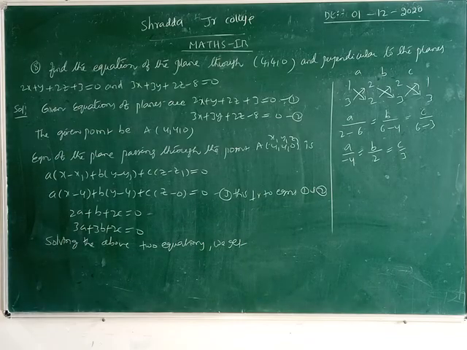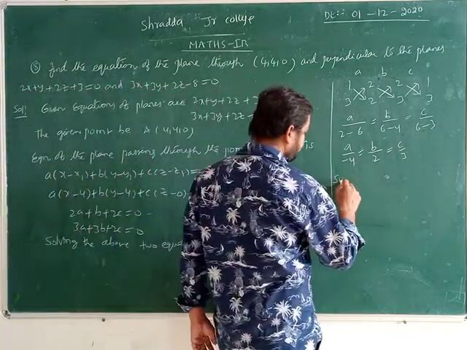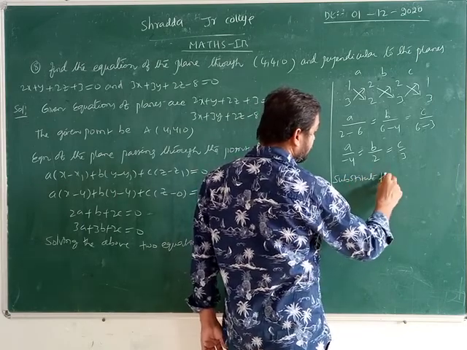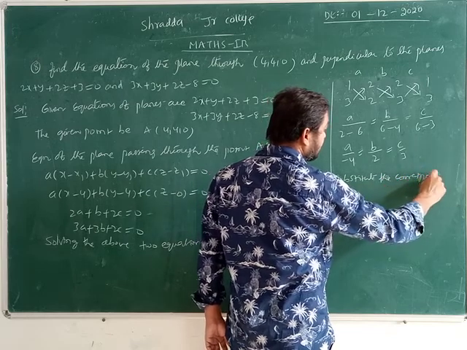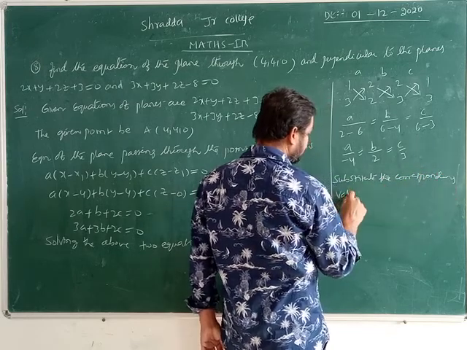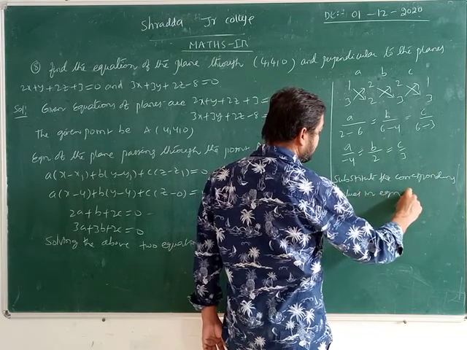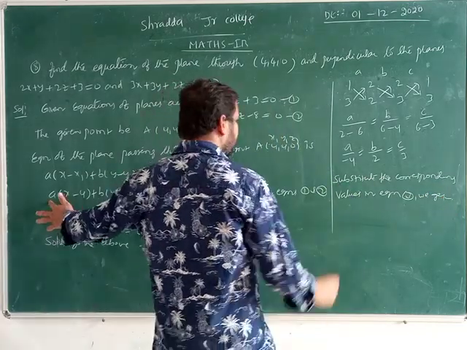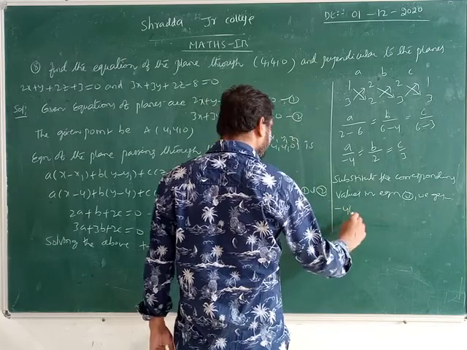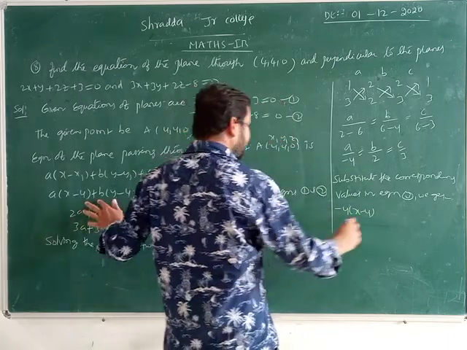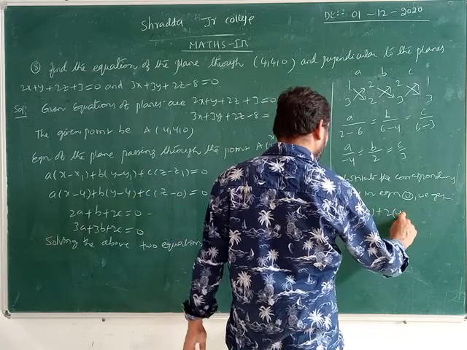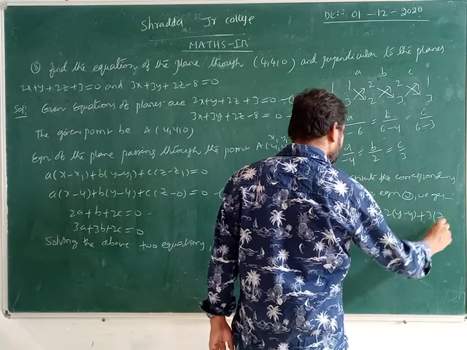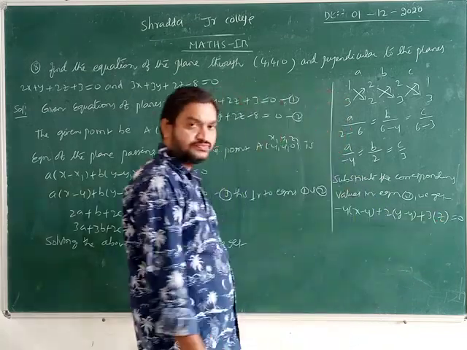So then substitute the corresponding values in equation number 3. So what are we getting here? Now a means that is minus 4 into x minus 4, plus what is b here? 2 into y minus 4, plus what is c here? 3 into z minus 0. This is equal to 0.